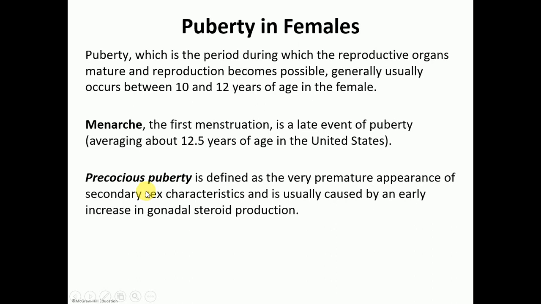Precocious puberty would be a very premature appearance of the secondary sexual characteristics, and that is usually due to an increase in the gonadal steroid production. So again, steroids are being made. All of these steroids can be converted into sex hormones, and that can lead to this precocious puberty.